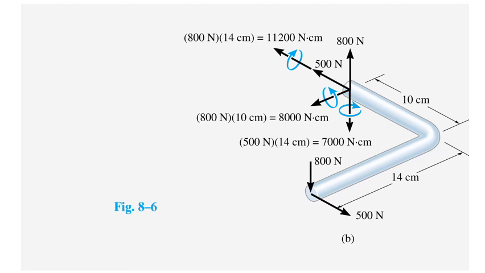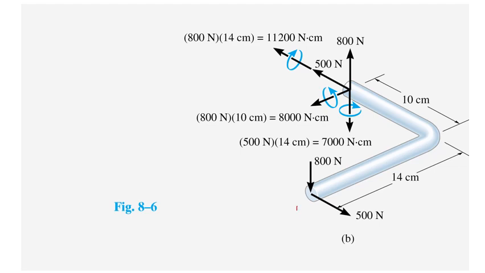Therefore, the reaction on the cross section will be in the opposite direction, and that will be 500 times 14 here. That's the first action of this 500 newtons in the y direction. The other effect of this 500 newtons is the axial load acting on the cross section. That is 500 newtons in the minus y direction. So those are the two effects of these 500 newtons at point B.